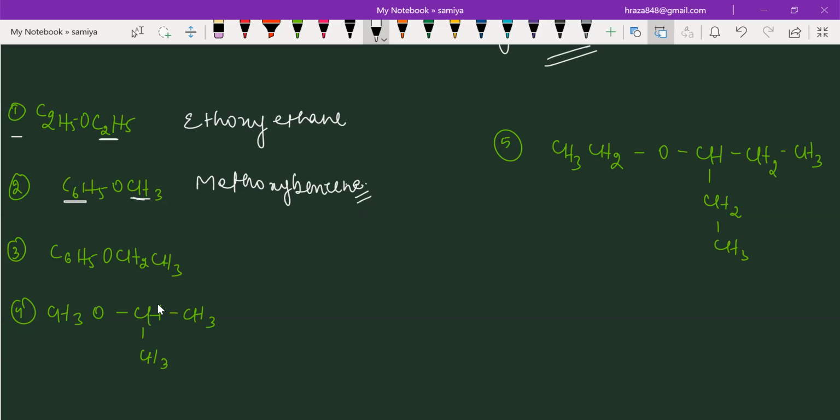Okay. Now see this one. This has 1, 2, 3 carbons and this has only 1 carbon on the left-hand side. So this will be the parent chain. So its name will be 2-methoxy, because the branch is connected to the 2nd carbon, 2-methoxypropane. Is that clear to you? Yes, sir.